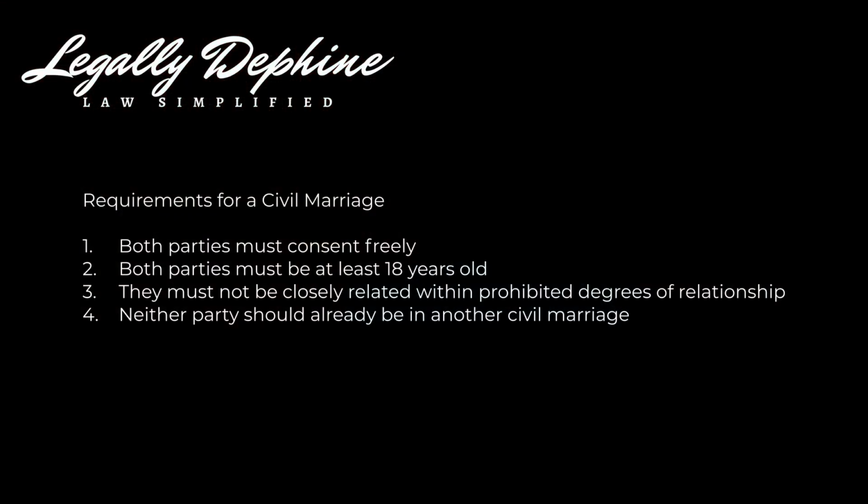Under the Marriages Act, civil marriages are usually solemnized by a magistrate or a registered marriage officer who is usually a minister of religion. Here are the requirements for a civil marriage. Both parties must consent freely. Both parties must be at least 18 years old. They must not be closely related within prohibited degrees of relationship, and neither party should already be in another civil marriage.